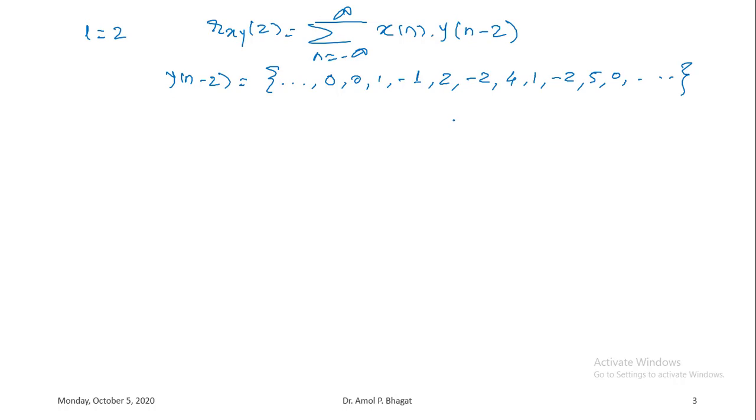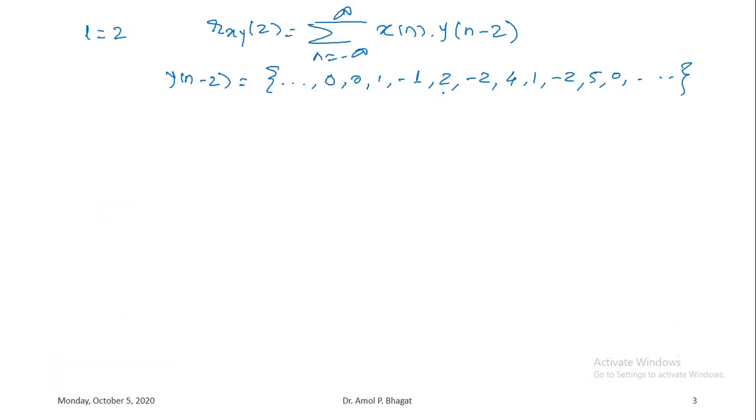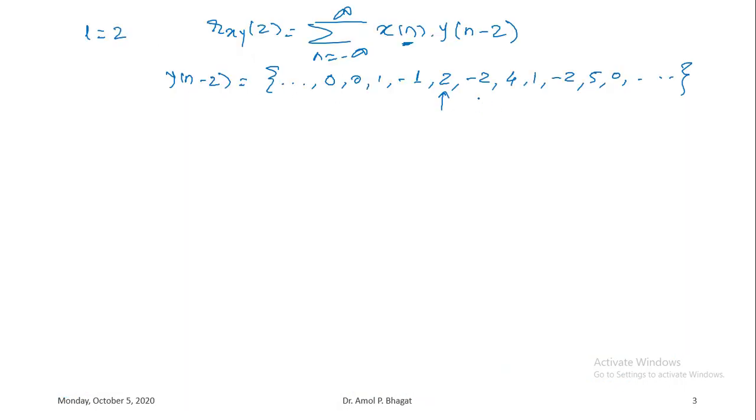Okay, so in y of n the origin is at 4, so in y of n minus 2 you are delayed by 2 samples, so it will be shifted by this 2. Okay, so the origin will be here. Again you are multiplying x of n, that is the given input sequence or the original sequence x of n, with this delayed sequence y of n minus 2. So I will indicate this product sequence again v of 2, right?